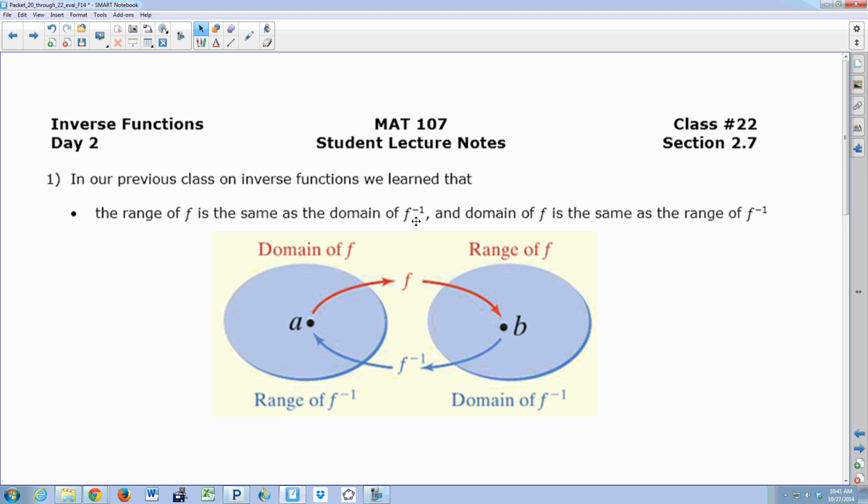Do you remember how we read this? The negative inverse? Almost. You got inverse right. This means inverse. So how would you read this? The negative. No, this is the same as inverse. Inverse. The inverse of the function. Of the function, yeah. Inverse of f. Right. And the domain of f is the same as the range of the inverse of f.